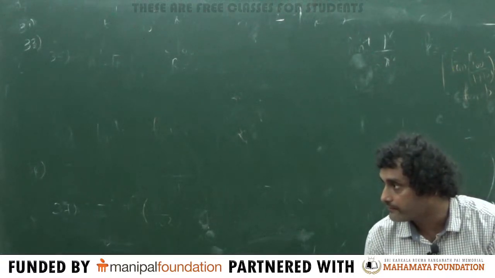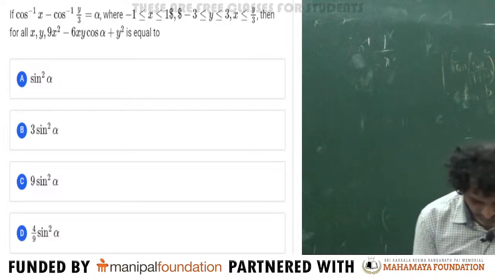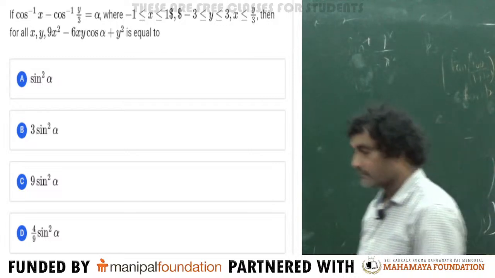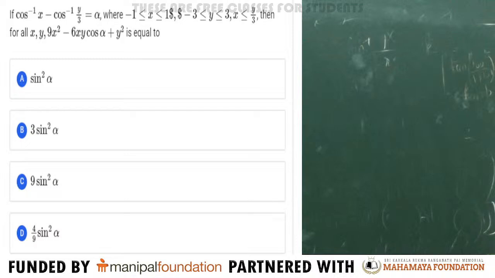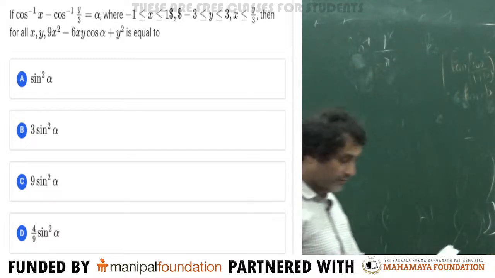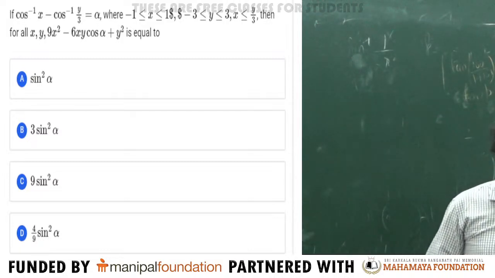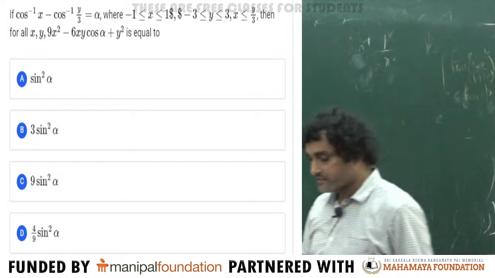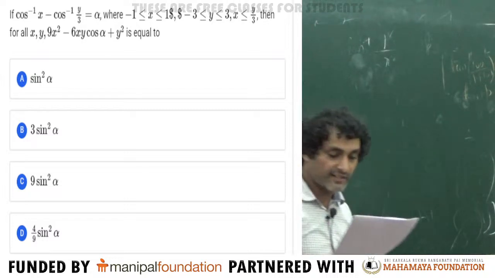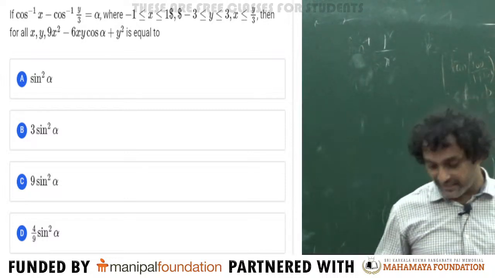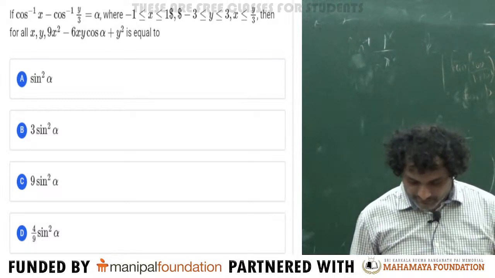Check the second sum. I'll read it out for you. Cos inverse x minus cos inverse y by 3 is minus 1. See, what we'll do is, we'll take the highest value, okay? What's the highest value of x? 1, and the highest value of y is 3, right? We'll take that and check.